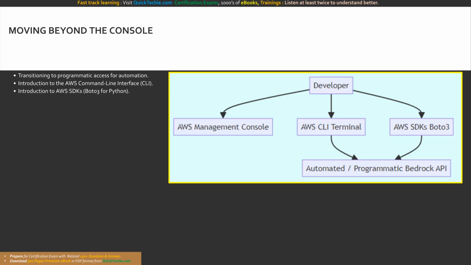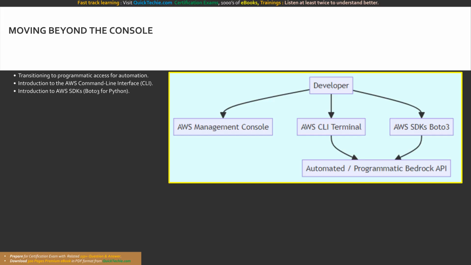AWS equips developers with two primary mechanisms for interacting with the Bedrock API: the AWS Command Line Interface, or CLI, and the AWS Software Development Kits, known as SDKs. The AWS CLI is a unified tool that allows you to control multiple AWS services directly from your terminal. It is exceptionally powerful for scripting quick infrastructure tasks, testing model availability, or executing rapid one-off inferences without writing a full application.